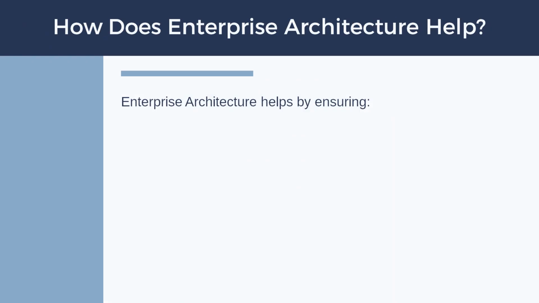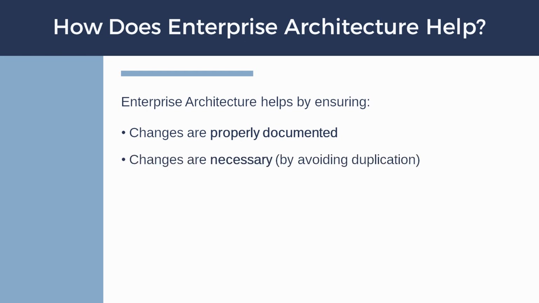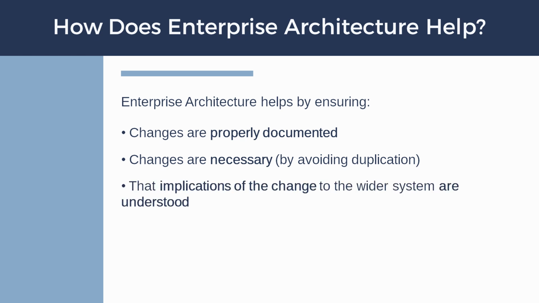Enterprise architecture reduces the risk of change and speeds it up by ensuring that all changes are well documented, including their interaction with the existing system. Changes are only implemented if they are necessary. For example, you wouldn't build a new application if one already exists that could do the job with just a little tweaking. The implication of any change to the broader system is more easily understood.